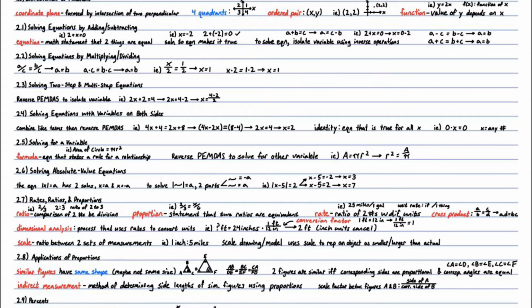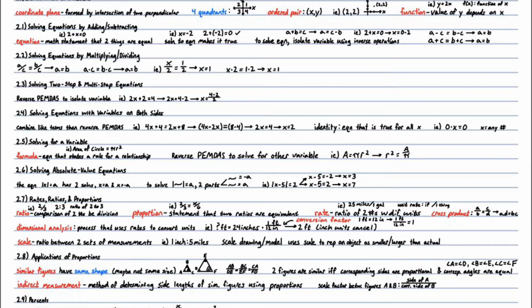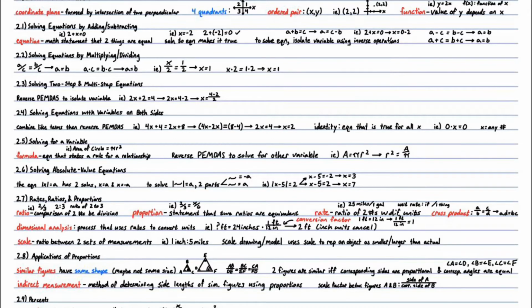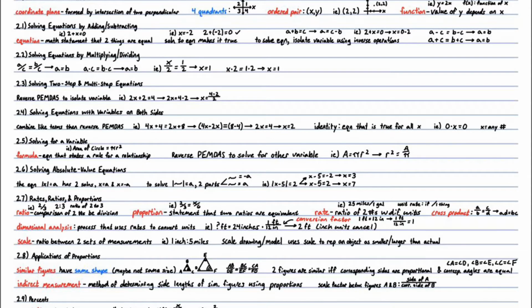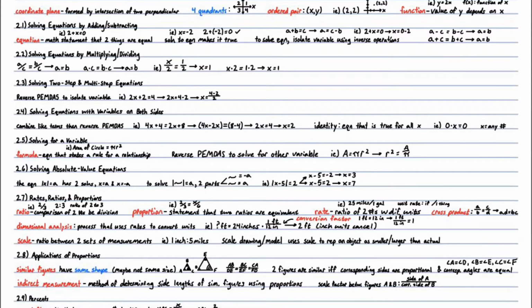Rates, ratios, and proportions. A ratio is a comparison of two numbers by division, i.e. 2 divided by 3 or ratio of 2 to 3. A proportion is a statement that two ratios are equivalent. A rate is a ratio of two numbers with different units, i.e. 25 miles per gallon. Unit rate if the denominator is equal to 1.